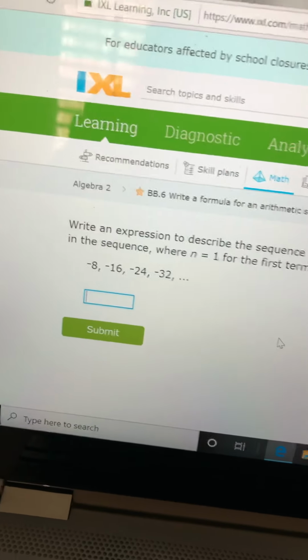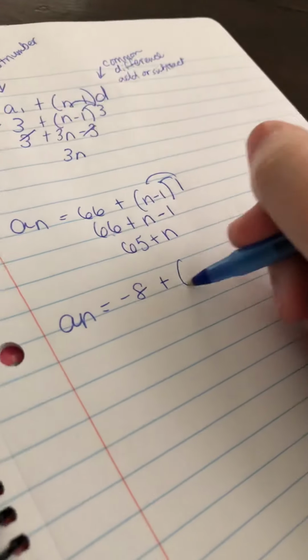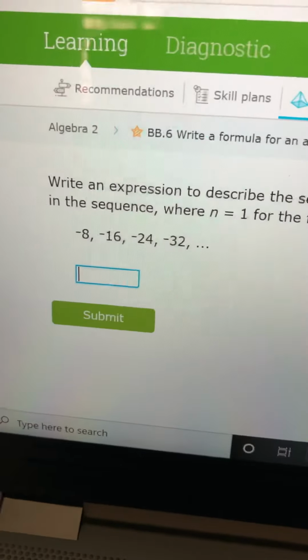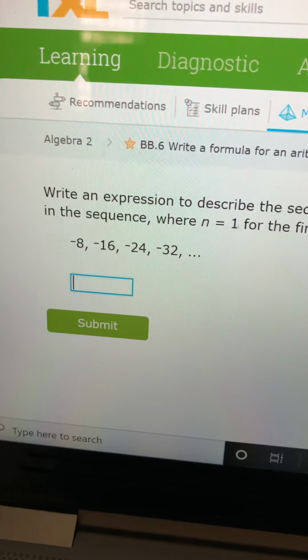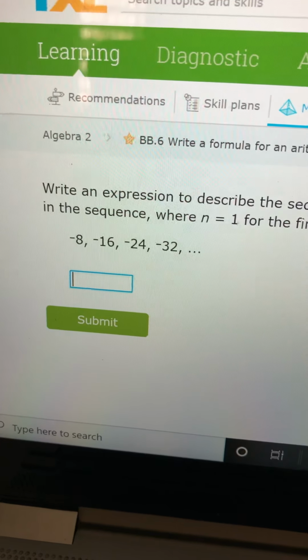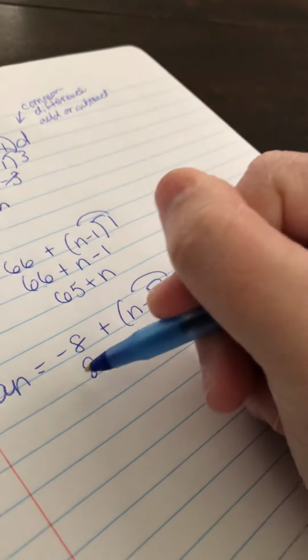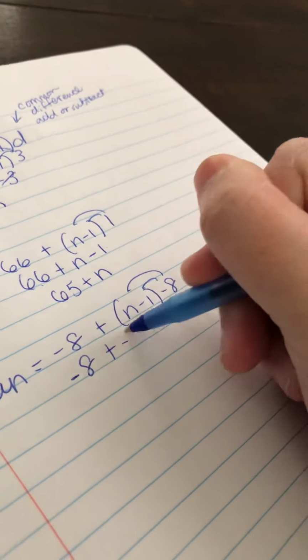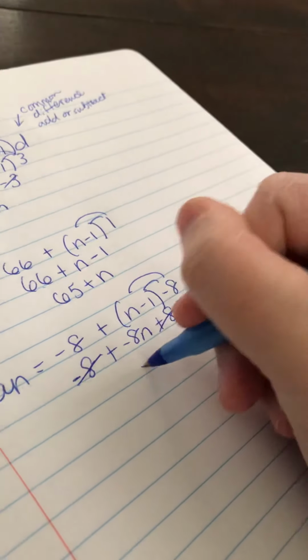Alright, this next one, negative 8 is the very first number. So negative 8 goes in the front. I put parentheses, n minus 1. I need to figure out what D is. How much are they either adding or subtracting? It looks to me like it's going by 8, isn't it? From negative 8 to negative 16, looks like I went down 8. So negative 8 goes here. You distribute. Oh, it was negative 2. Negative 8 times n is negative 8n. 2 negatives make a positive 8. Negative 8 plus 8 leaves us with just negative 8n as this answer.